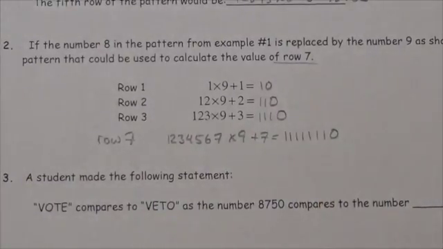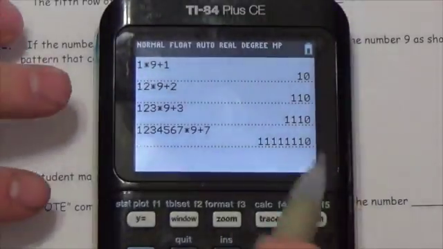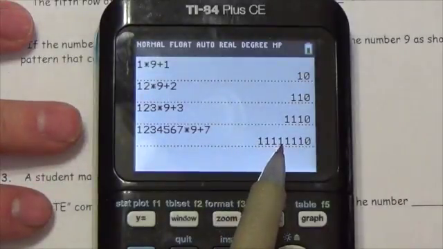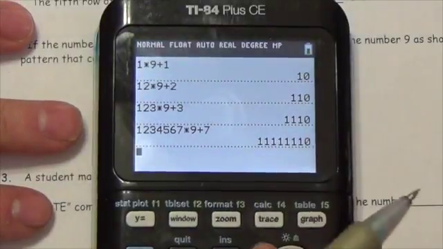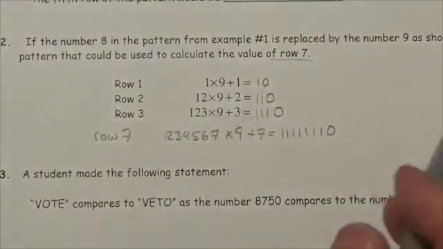Okay? And actually it turns out if I go to my calculator, I already kind of did that, and that's exactly what I got here: 7 1s and the 0. Yeah, there we go. Okay.